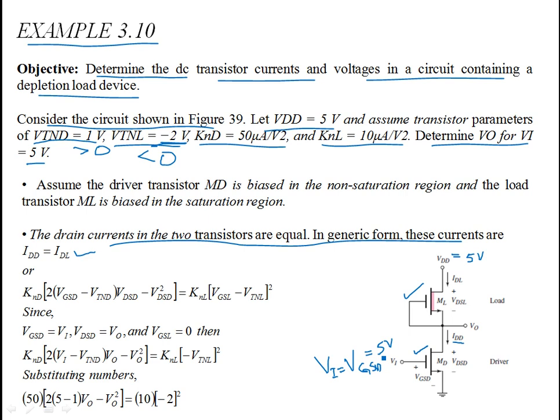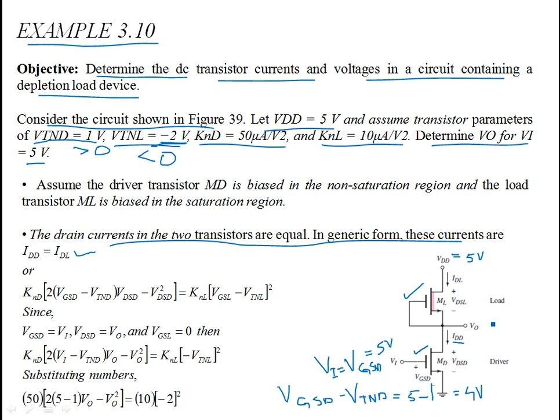My guess is, we have to start with an assumption as we've done earlier. Now, this VGSD of 5 volts is much greater than the threshold voltage. The overdrive voltage, VGSD minus VTND, where the minimum required to turn on the lower MOSFET was 1 volt, so 5 minus 1 is 4 volts.